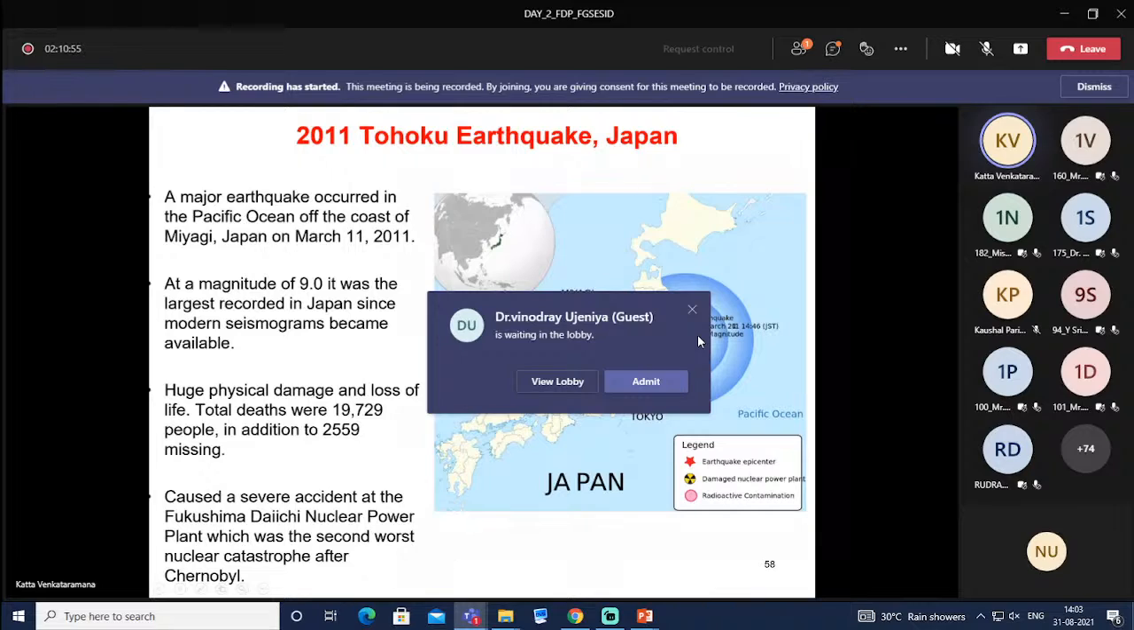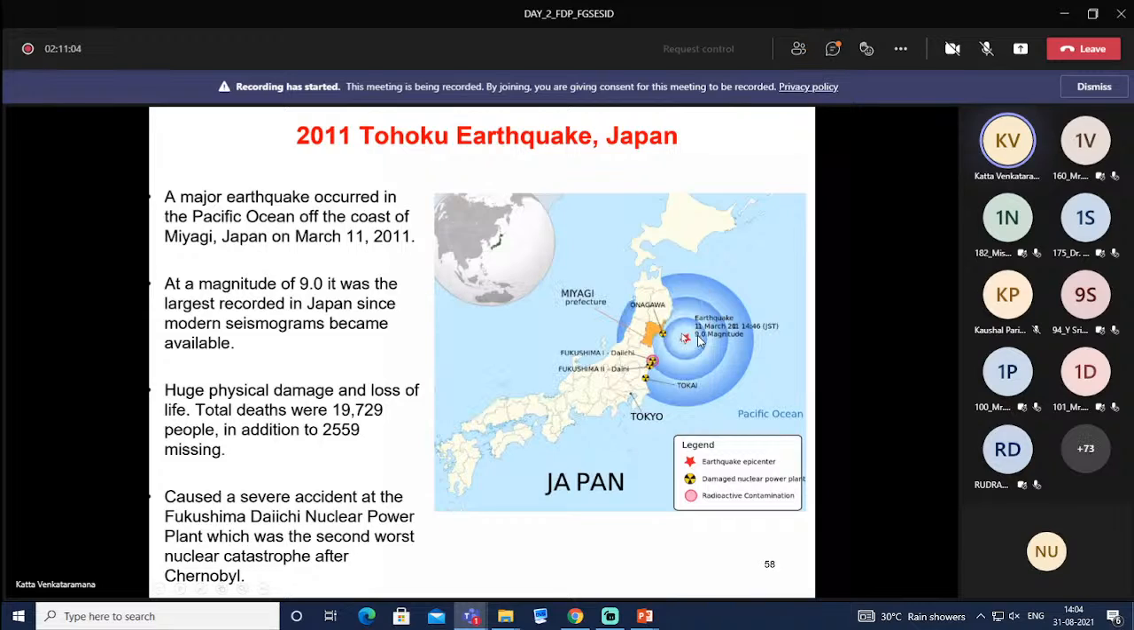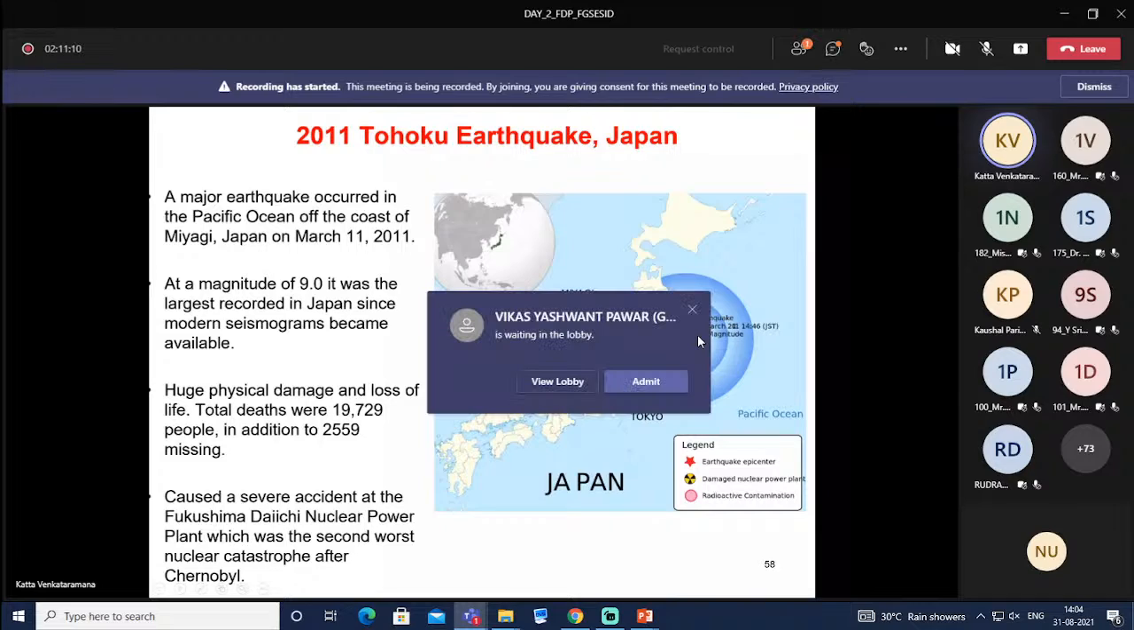So this is Miyagi Prefecture. The star here shows the source of the earthquake, and the nuclear reactors, Fukushima Daiichi and Daini, number 1, number 2. These 2 nuclear reactors were damaged. And there was radioactive contamination also in this region.